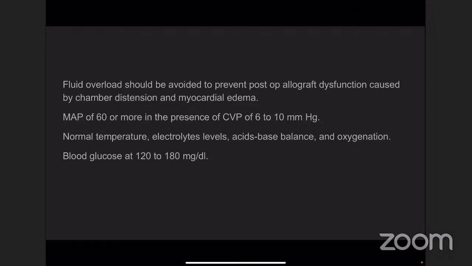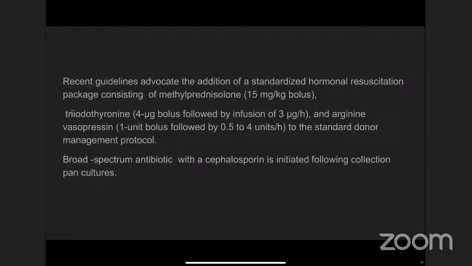The mean arterial blood pressure should be kept at 60 or more in the presence of a CVP of 6 to 10. Normal temperature, electrolyte levels, acid-base balance, and oxygenation should be kept within normal range. Blood glucose should be 120 to 180 milligrams per deciliter. Routine guidelines.